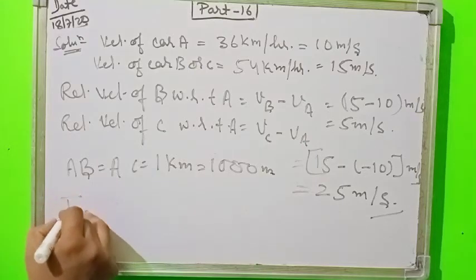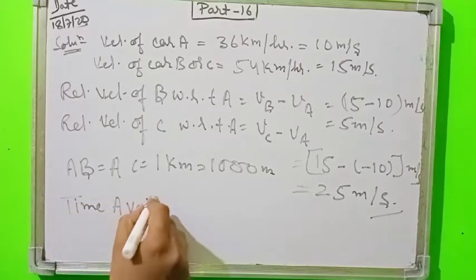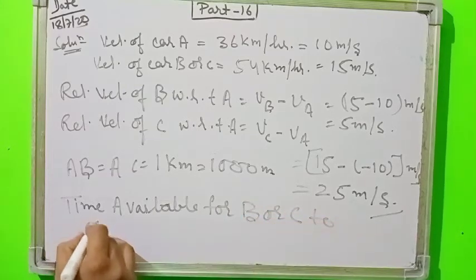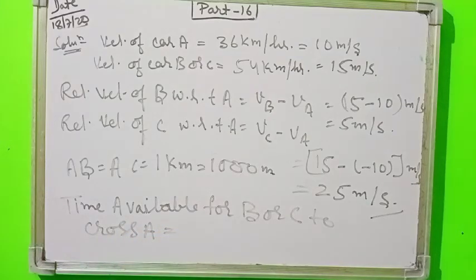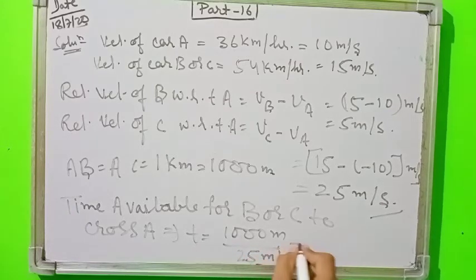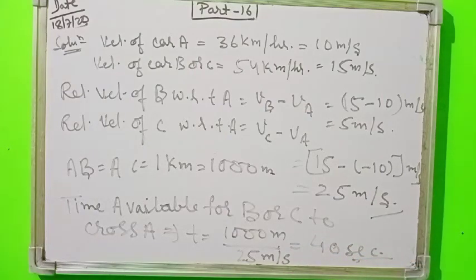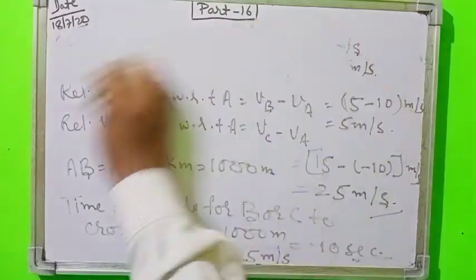Now, time available for B or C to cross A. So T is equal to 1000 meter upon 25 meter per second, and this is equal to 40 seconds. Now, if car B accelerates with acceleration a to cross A before C does, we have to calculate the acceleration.